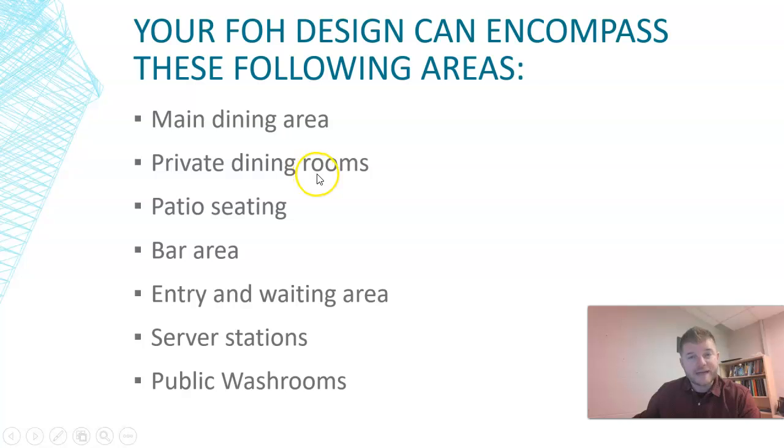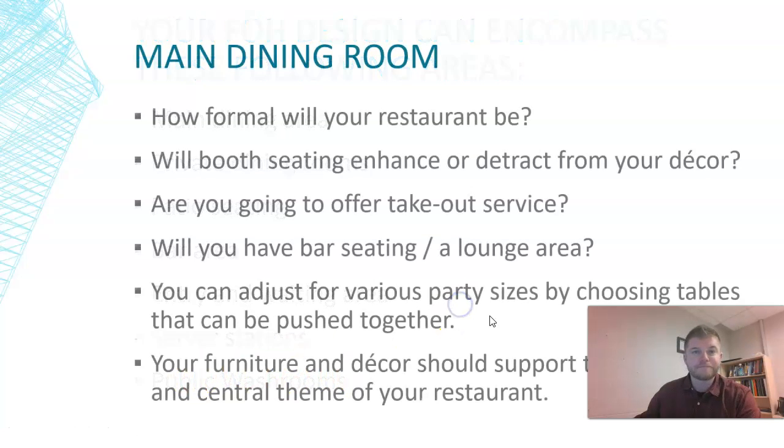You may also have some private dining rooms where you can host parties or different events, patio seating, a bar area, an entry and waiting area. So when you first walk in, how does that work? Where do you stand? Is there a place for you to sit? Who greets you? What are the doors like? Is there a vestibule? We look at server stations that need to be placed strategically throughout the floor plan. And then, of course, some public washrooms.